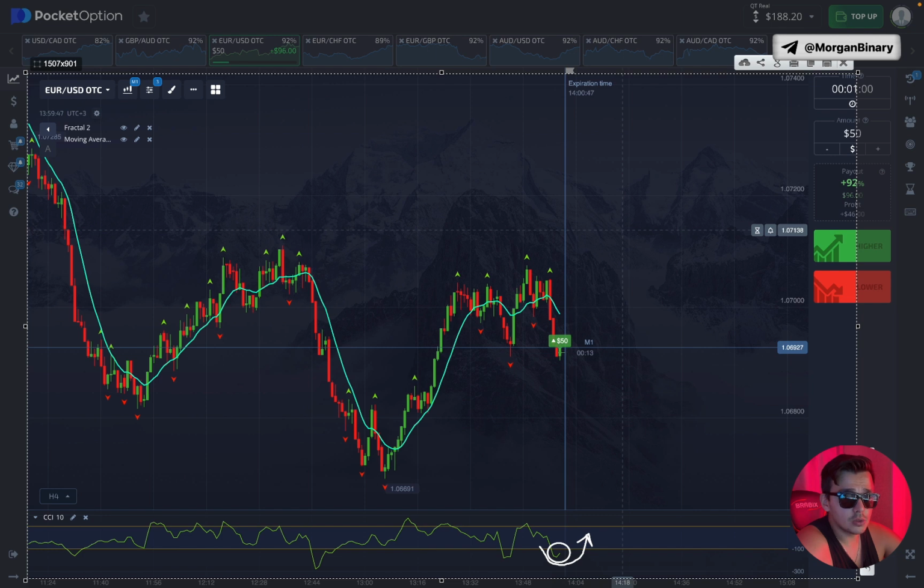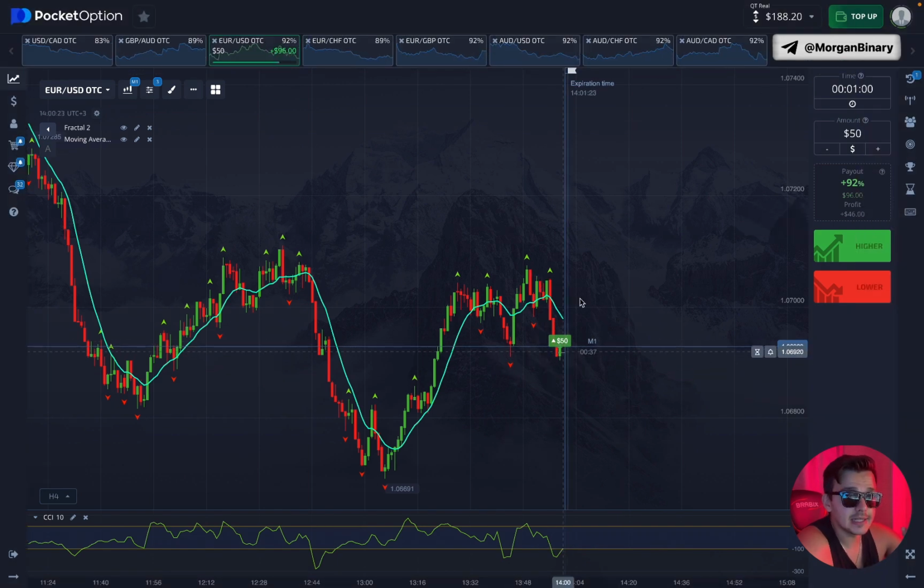There is also a good touch point here, with a small support area. So this level might hold, especially since we had a good trend pullback early. A local minimum should form here. Let's see the result of the trade.